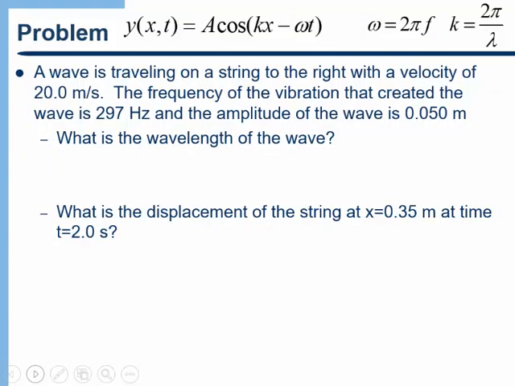Let's go ahead and try out this formula. A wave is traveling on a string to the right with a velocity of 20 meters per second. The frequency of the vibration that created the wave is 297 hertz, and the amplitude of the wave is 0.050 meters. What's the wavelength of the wave, and what's the displacement of the string at a point x equals 0.35 meters along the string at a time of 2 seconds?